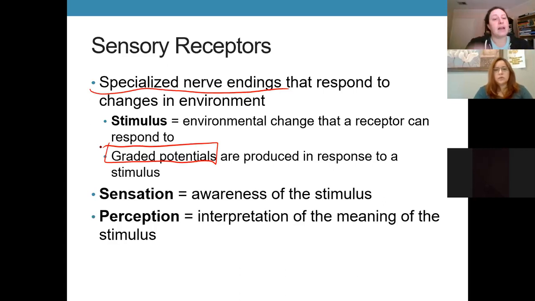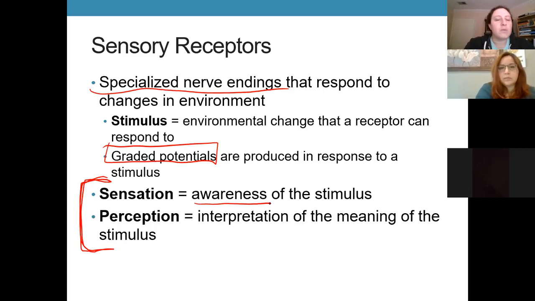When we talk about actually having sensations, that's a central nervous system thing, as is perception. So sensation is awareness of the stimulus. Unless you are consciously aware that something is happening to you, it's not a sensation, it's just sensory input. And then perception is when you interpret the meaning of the stimulus. So what that means is you might feel something, let's say on your arm, and then perception is when you realize that, you know, you walk through a spider web or something like that.